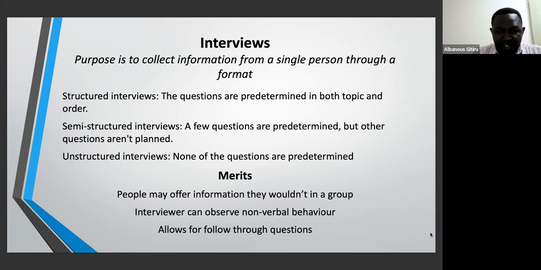The advantage of interviews is that people may offer information that they wouldn't in a group. Sometimes you'll get people who are a bit shy. They cannot really participate in a group setup. But if you do interviews, then they'll be able to give you feedback and information. Then the interviewer can also observe nonverbal behavior and also ask follow-through questions as you're interacting in person with the person you're interviewing. Next.